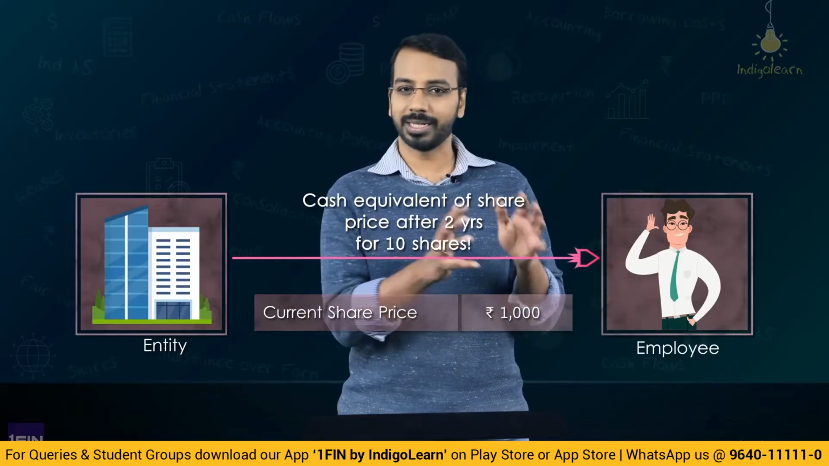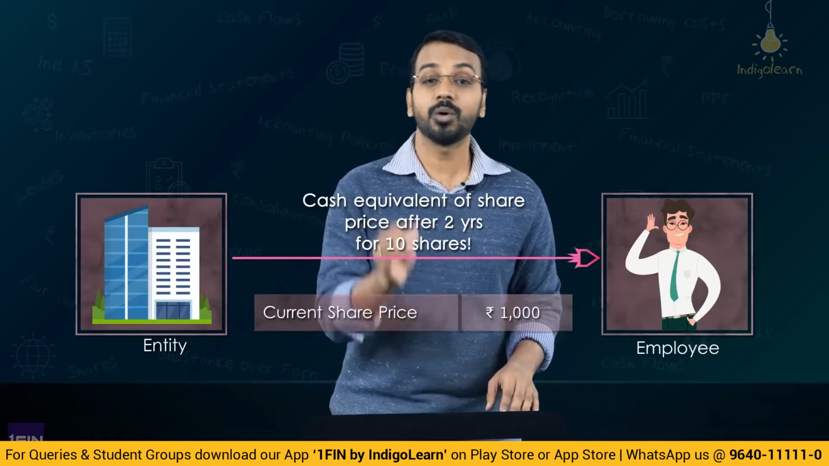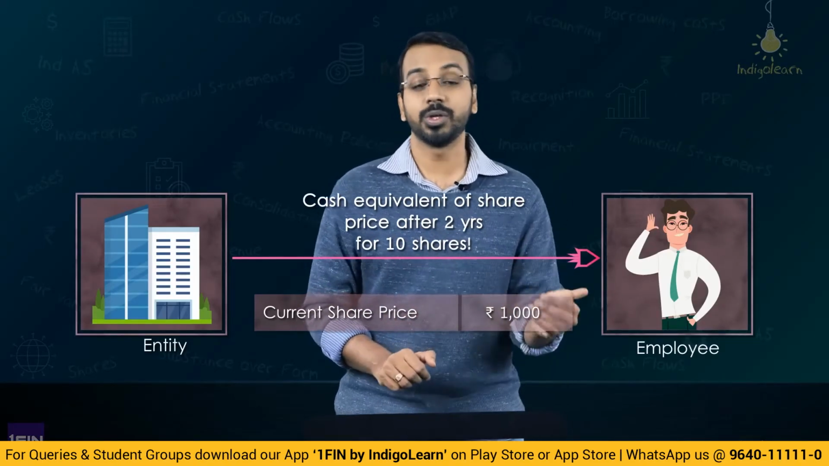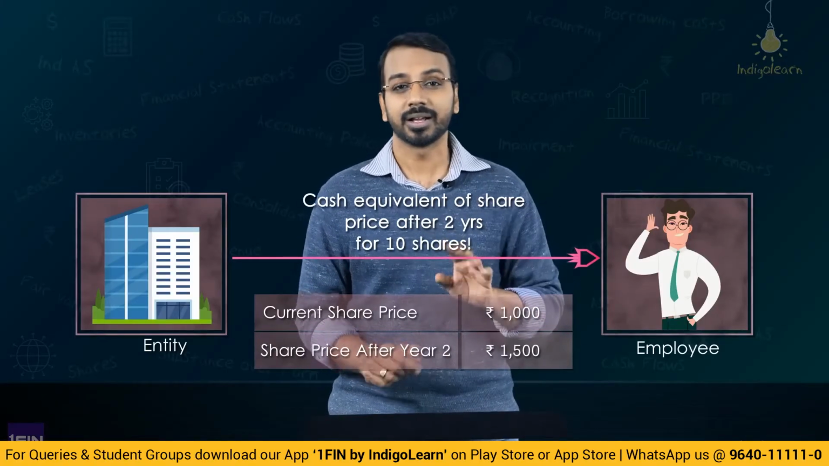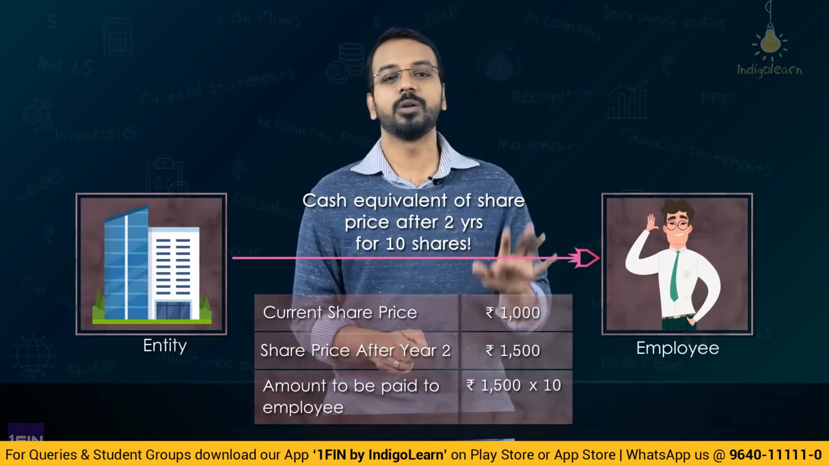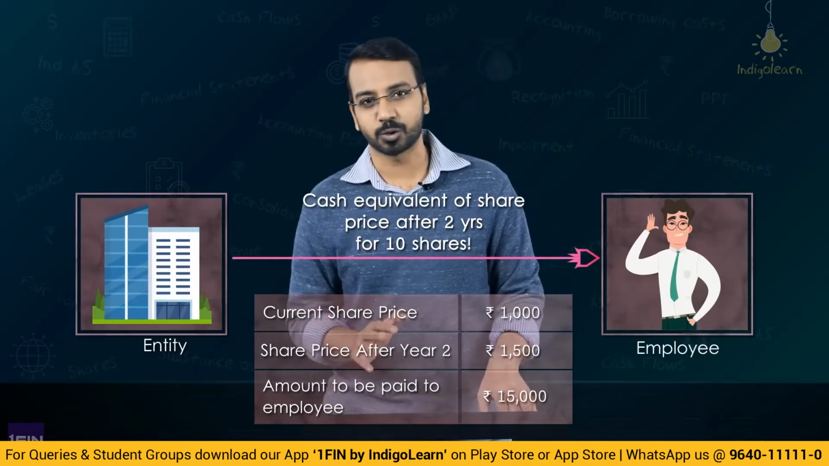So what are you telling the employee? You will get the cash price equivalent of the value of 10 shares of the company after 2 years. Say for example, after 2 years, the value per share is 1500. How much will you pay to the employee? 1500 multiplied by 10, you will pay him 15,000. But you are paying cash, you are not issuing an equity instrument.